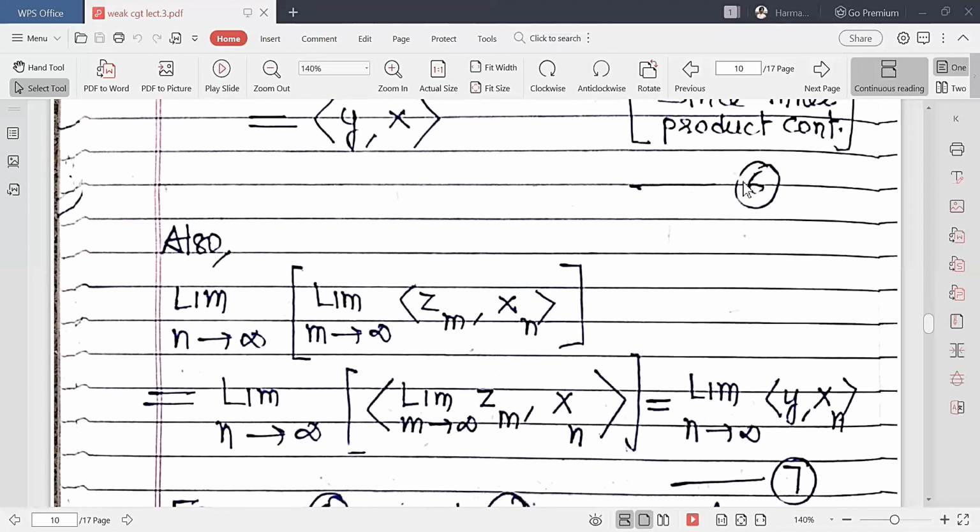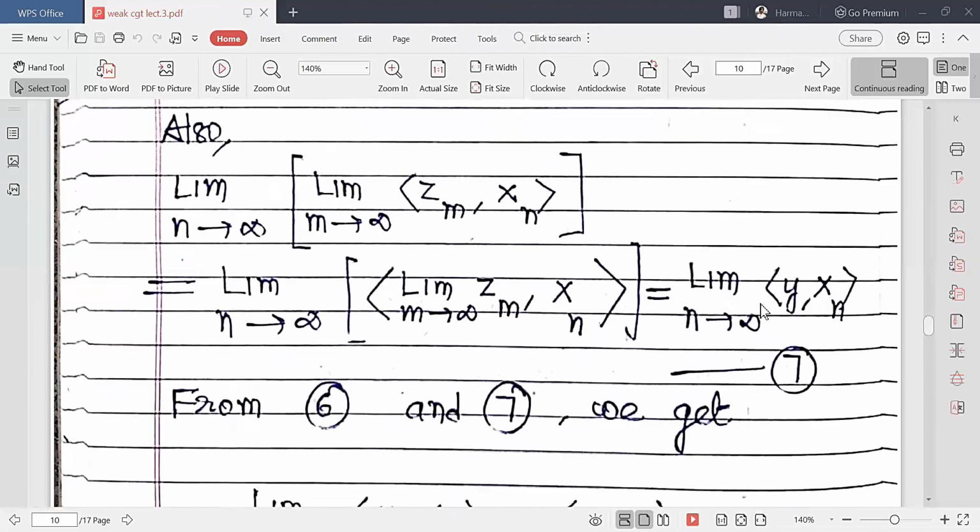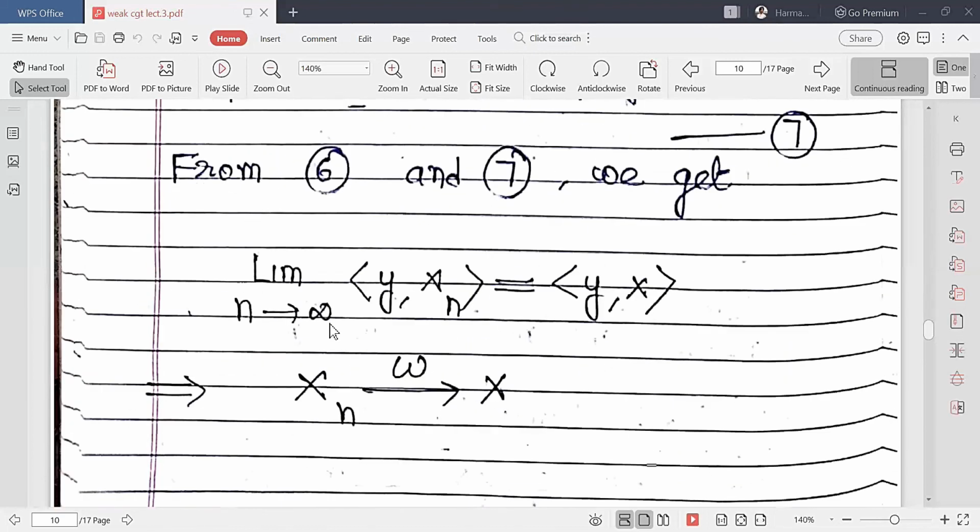Now equation number 6 and 7 are equal. If equation number 6 and 7 are equal, then the limit as n approaches infinity of the inner product of y comma xn is equal to the inner product of y comma x. So it means the sequence xn is weakly convergent to x, which proves the result.